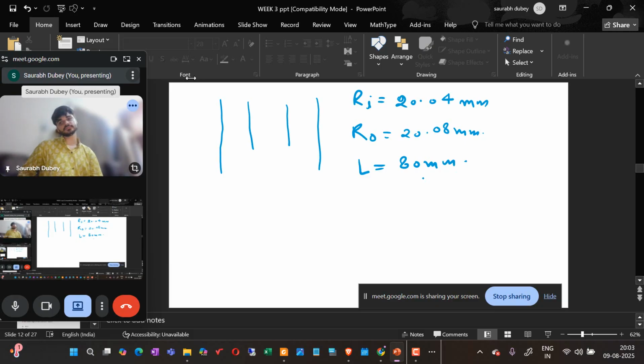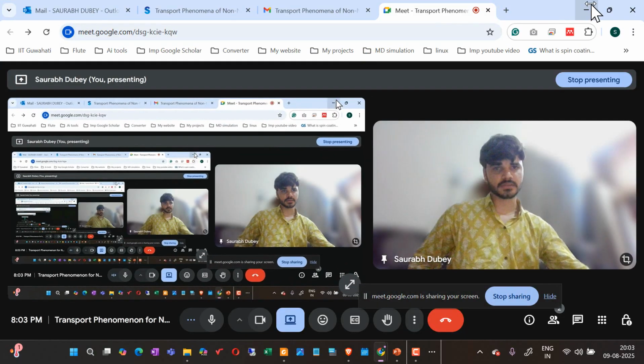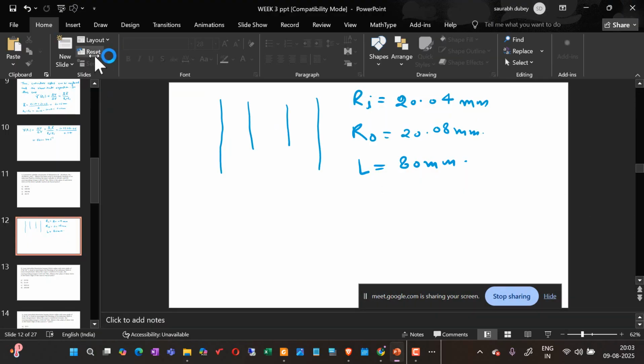L equals 80 mm. And if you see this, the rotational speed at which the inner cylinder is rotating is what? 20 rad per second, right? And then the torque, which is Mi, which is measured, is 60 into 10 to the power minus 4 Newton meter. What is the value of wall shear stress at the inner cylinder?